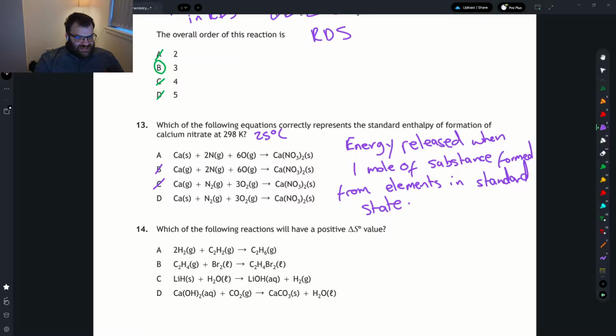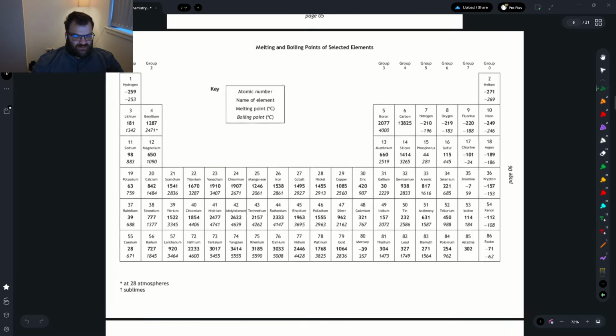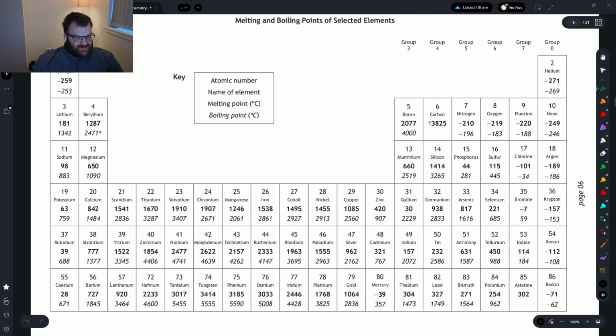Nitrogen exists as a diatomic element, which means it's not going to be A, because it's going to be N2, not 2N. Oxygen as well is diatomic, which is going to lead us to the correct answer of D. If you're unsure of whether something would be solid, liquid, or gas at room temperature for these questions, you can go to the melting points and boiling points page in the data booklet.